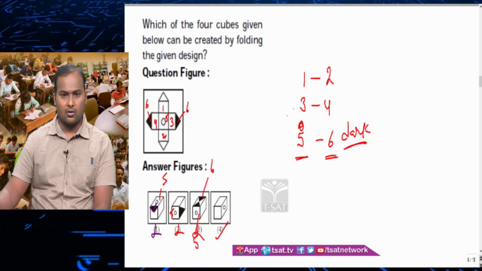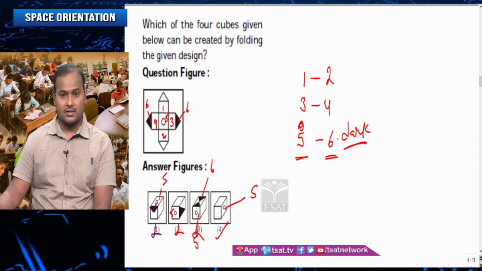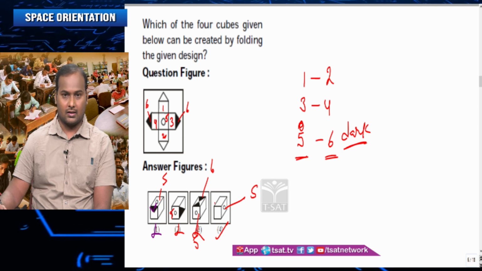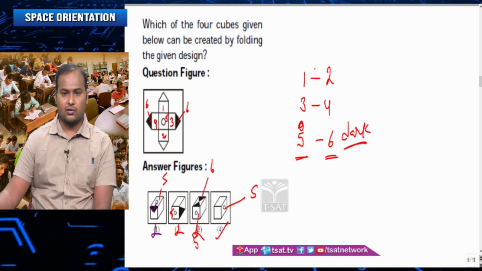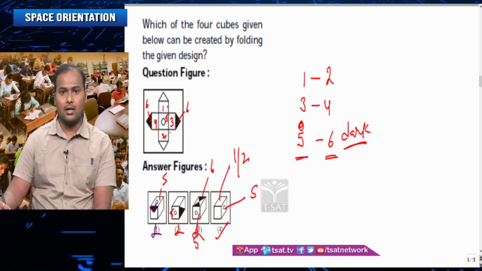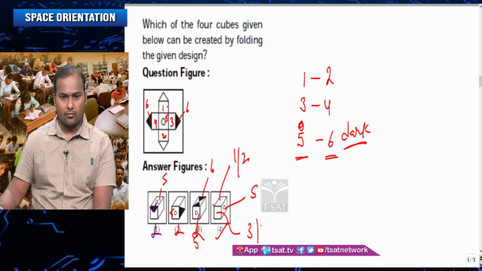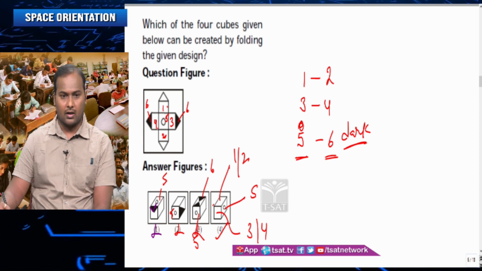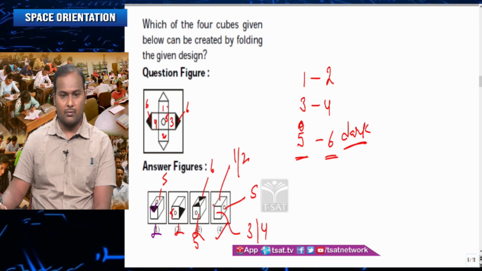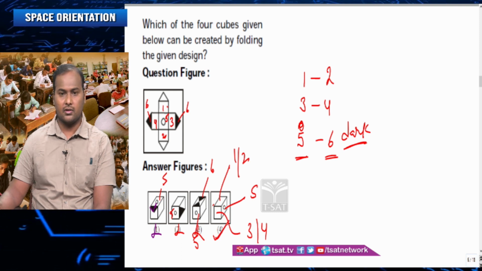The circle is visible. What is the circle here? 5. So this will become 5. What is opposite to 5? 6, which is dark in color. In this case, the dark color is not visible because it is on the other side. And what about the top? This top may be either 1 or 2, because here 1 and 2 both are light color. Now the other one is either 3 or 4, because here also 3 and 4 both are light in color. This satisfies all the conditions. So your answer is option 4.